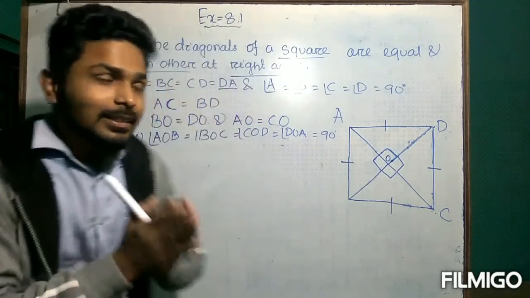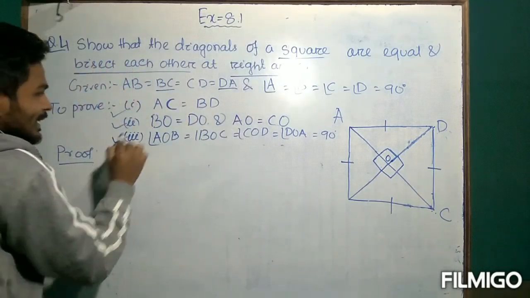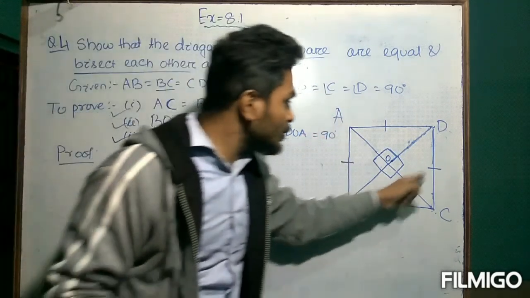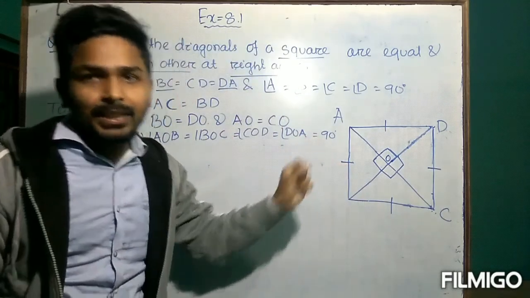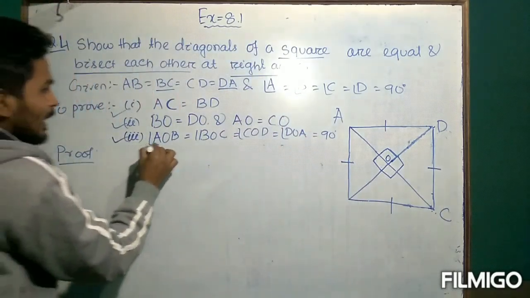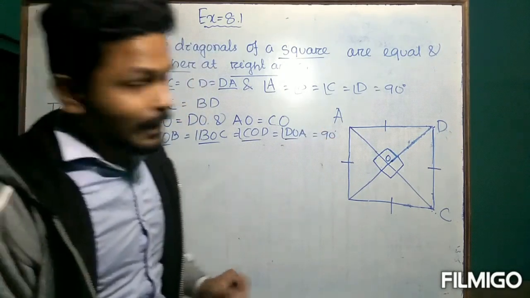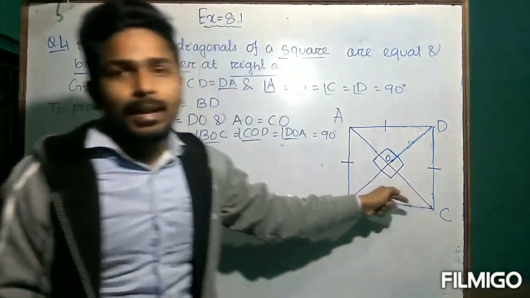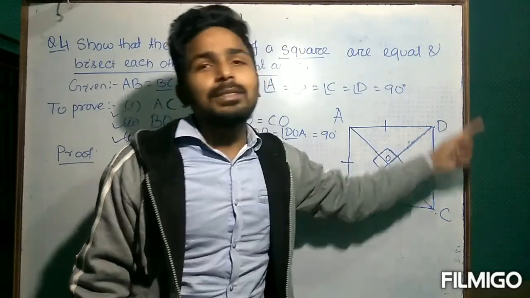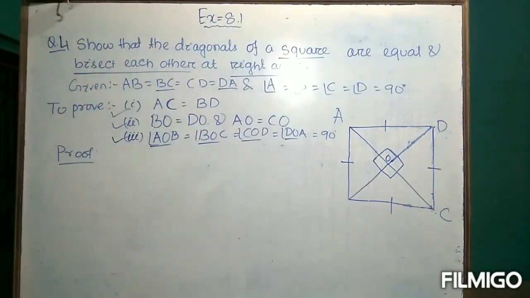Okay. And finally, we will move to the third statement to prove, that is, the angle between the two diagonals is 90 degrees. We will prove angle AOB, angle BOC, angle COD, or angle DOA is equal to 90 degrees. It means this diagonal is perpendicular to this diagonal. Okay, so how can we prove it?